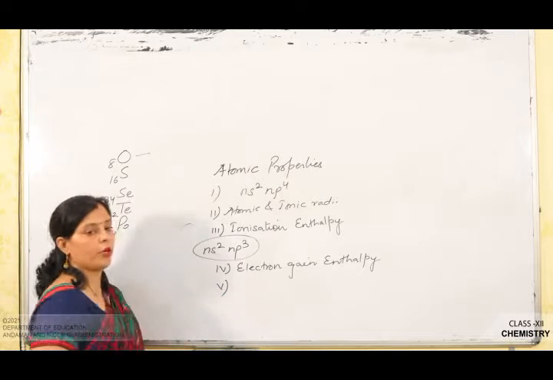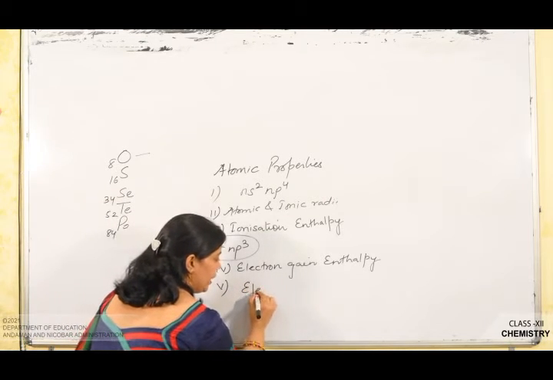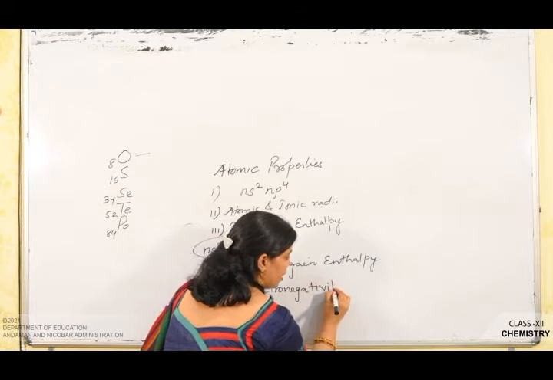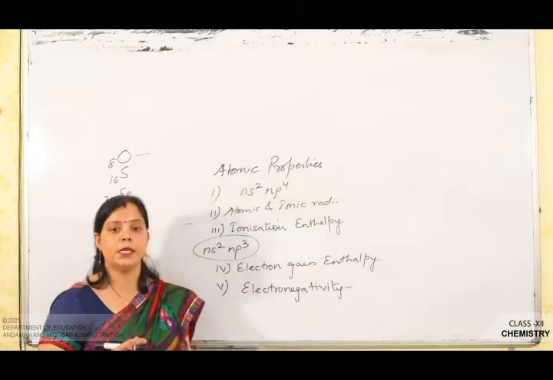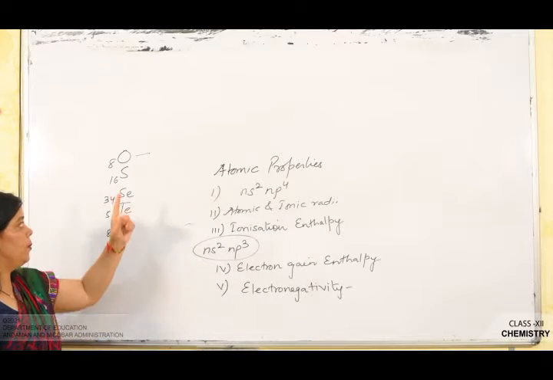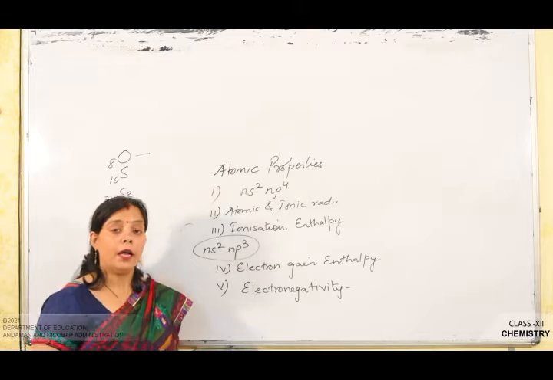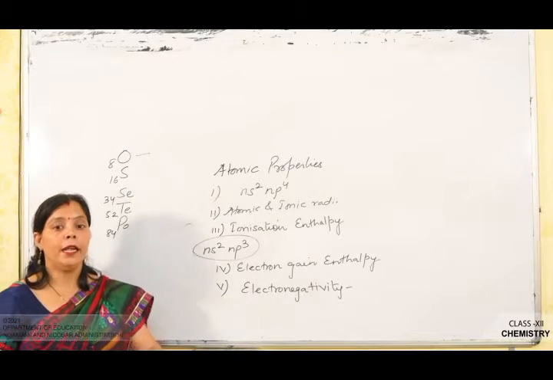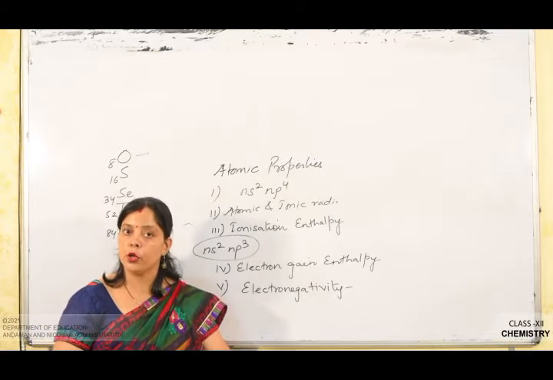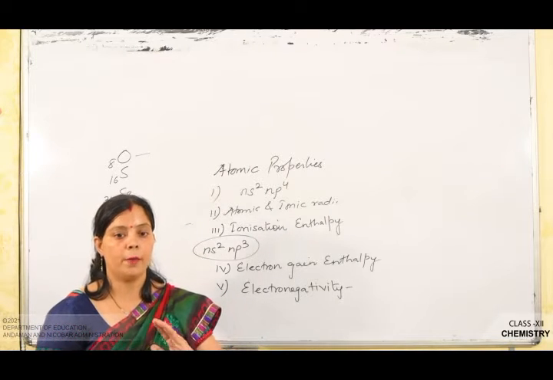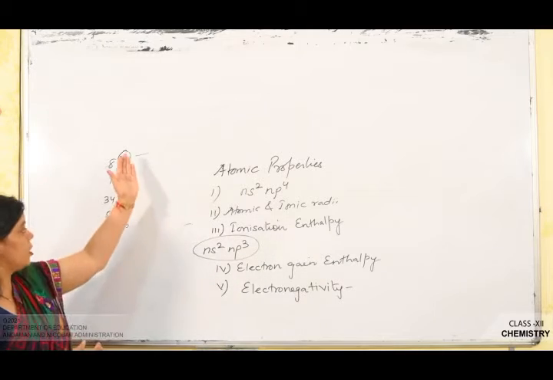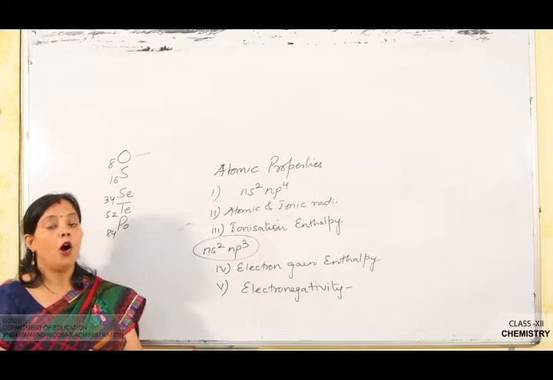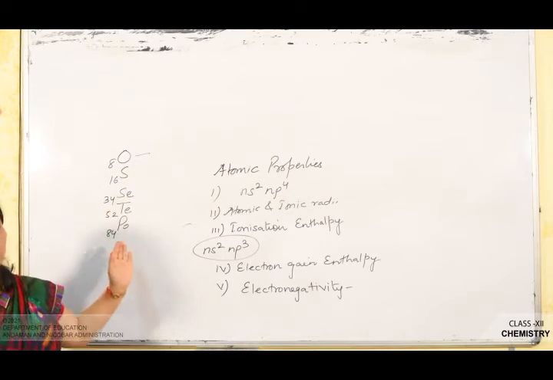The fifth important property is the electronegativity. Electronegativity means the tendency of an atom to attract the shared pair of electrons towards itself. In the group 16 elements, oxygen has the highest electronegativity value after the fluorine atom, and electronegativity decreases down the group due to the increase in atomic size as we move from oxygen to polonium. This indicates that the metallic character also increases from oxygen to polonium.